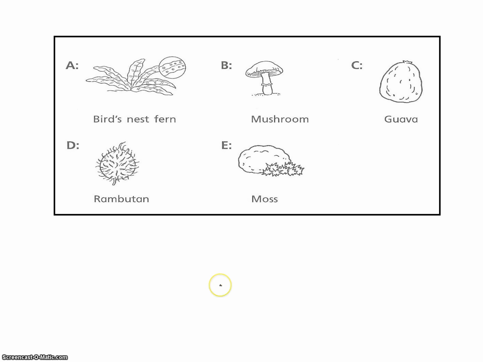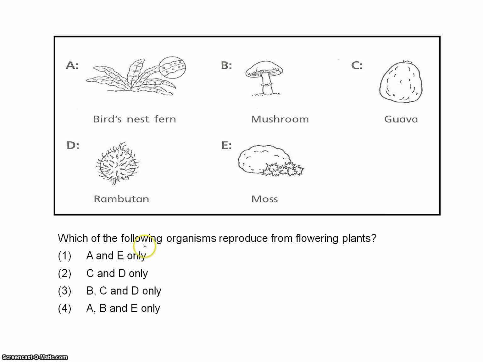Okay, so we have here 5 pictures. Now, which of the following organisms reproduce from flowering plants? Now, just a quick tip for all, organisms also mean living things. So whenever you see this word, organisms, it's talking about living things. Now let's take a look at what this question says. Which of the following organisms reproduce from flowering plants?